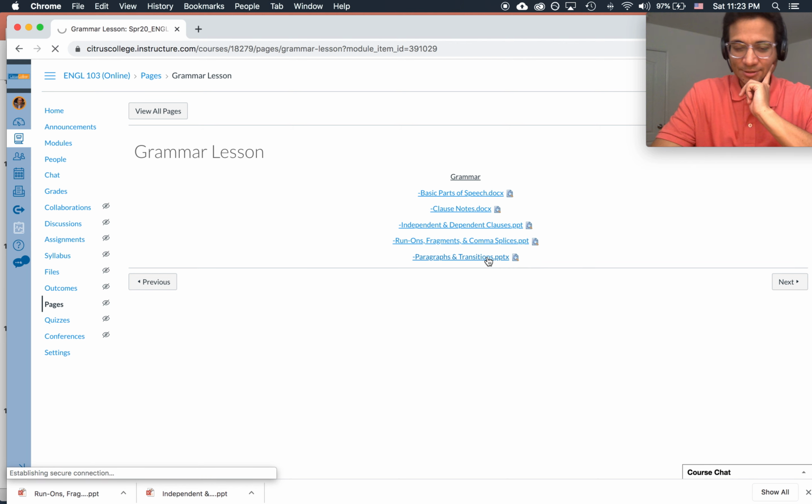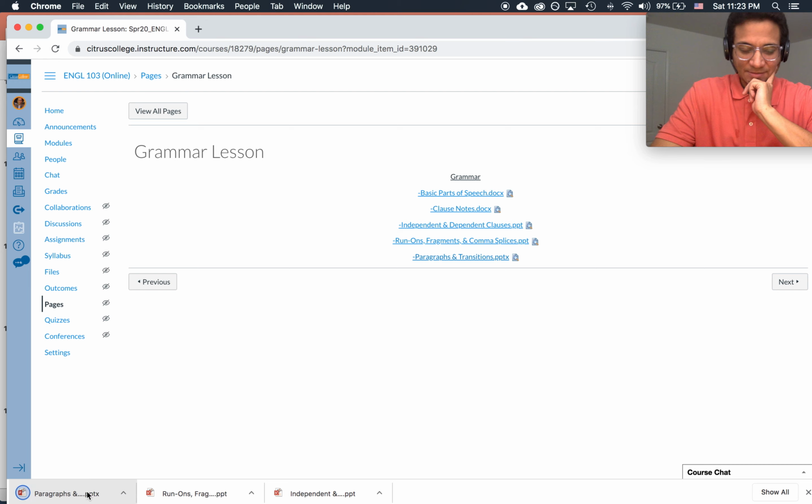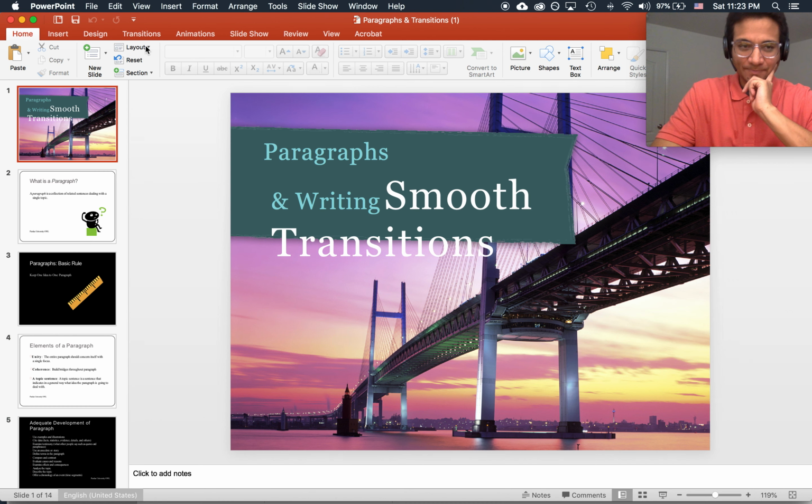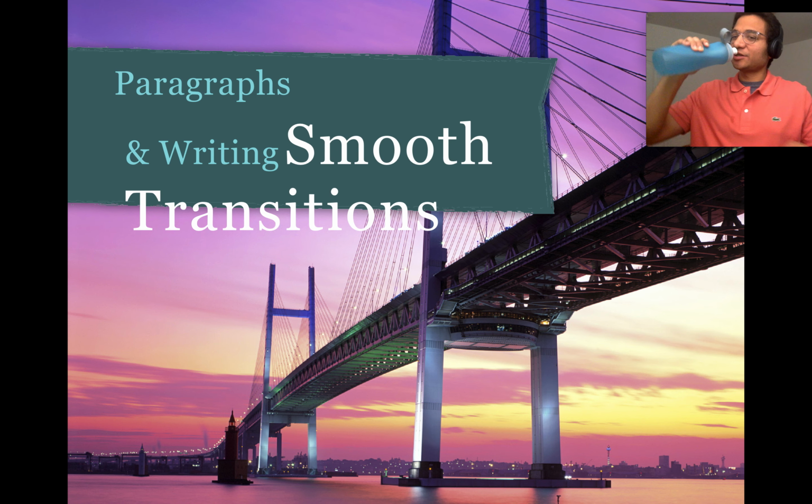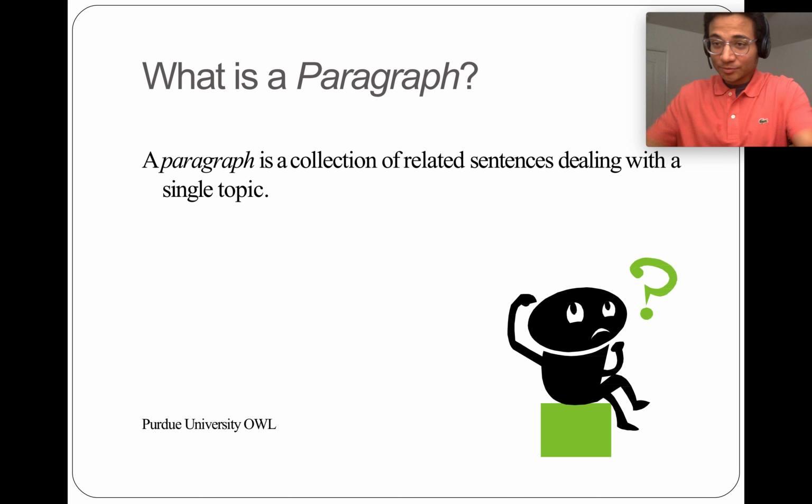Paragraphs and transitions. Okay, go ahead. And this is a PPTX. This one should just open immediately. All right, folks. Paragraphs and smooth transitions. This is an important one.